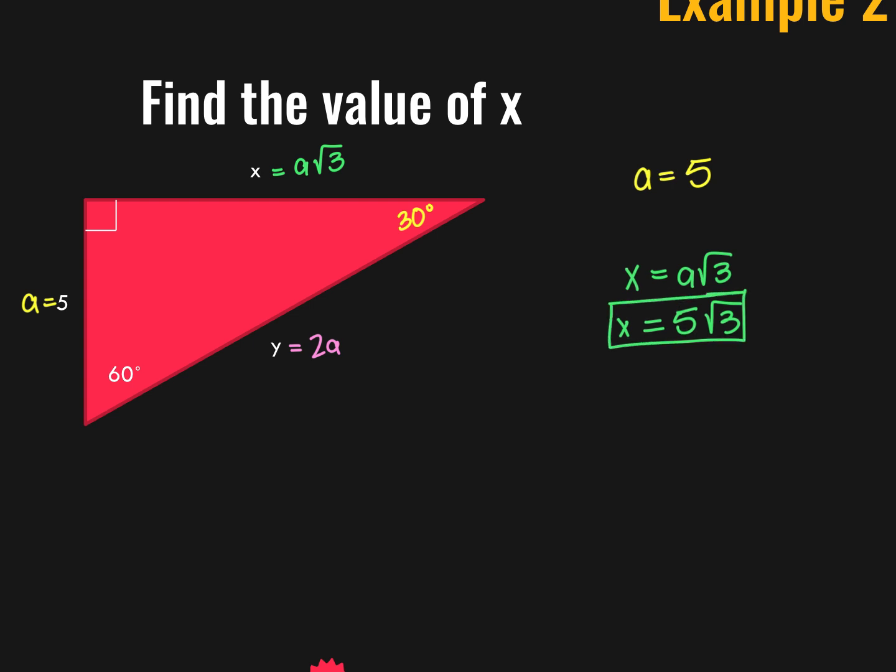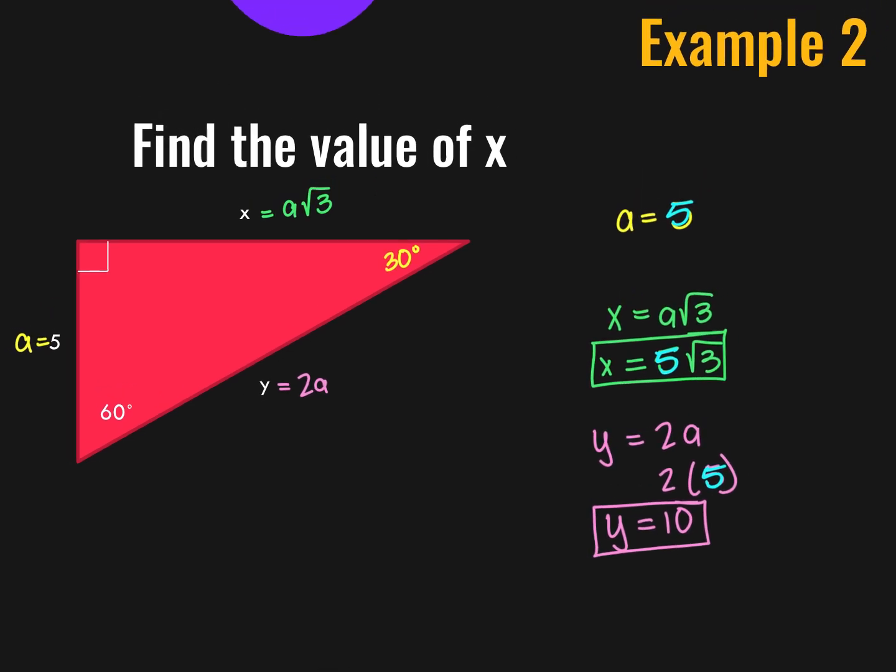Now it's doing the same thing for Y. Y equaled 2A. Plugging in 5 for A, 2 times 5, and Y is going to equal 10. So yes, this question was definitely on the easier side, but you have to know where everything's going and you have to know what you're solving for. Any questions on example number 2?